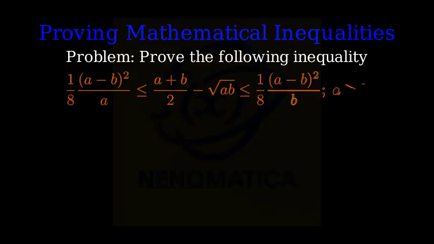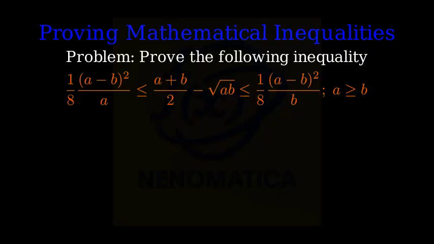1/8 times the quantity (a minus b) squared divided by a is less than or equal to (a plus b) divided by 2 minus the square root of a times b, which is less than or equal to 1/8 times the quantity (a minus b) squared divided by b. And we're given the constraint that a is greater than or equal to b.